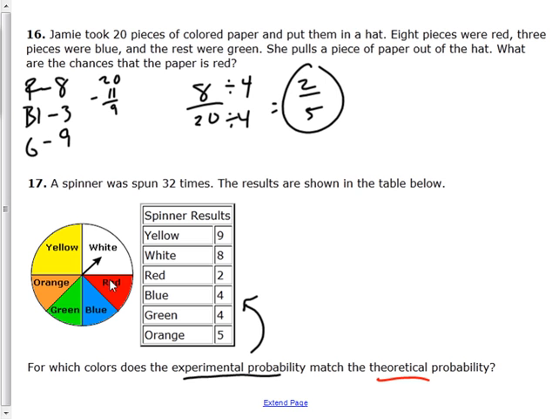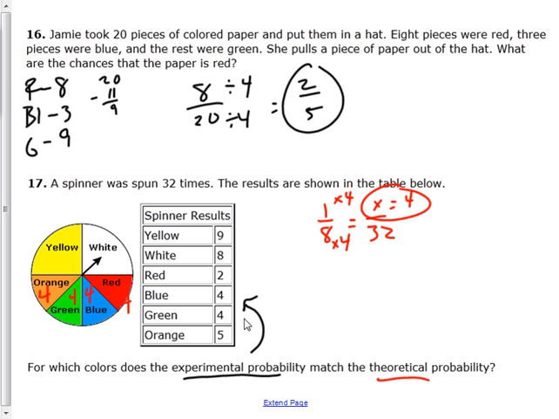So since I have so many 1/8 size sections, I'm going to do 1/8 is equal to x over 32. Well, I know that if I just multiply by 4, I get to 32. So x would equal 4. So orange, green, blue, and red should be 4. That would be the theoretical probability.